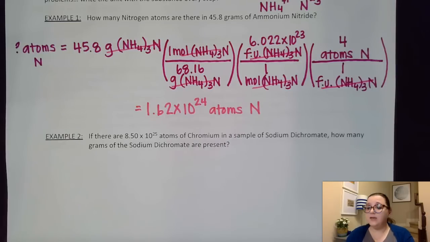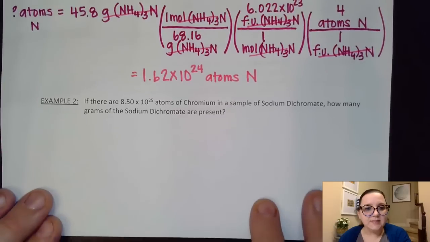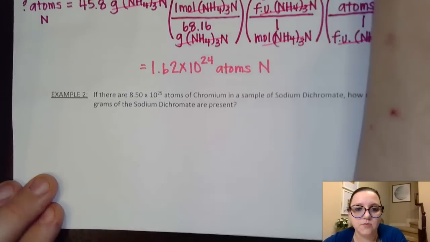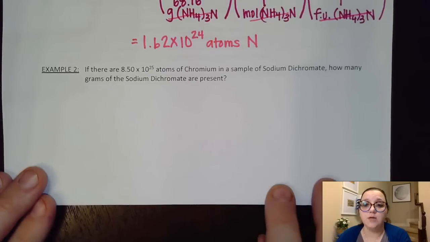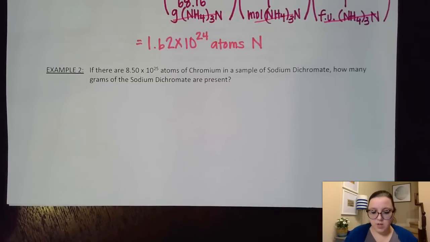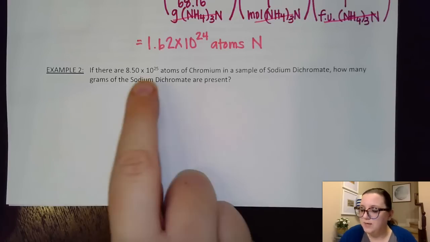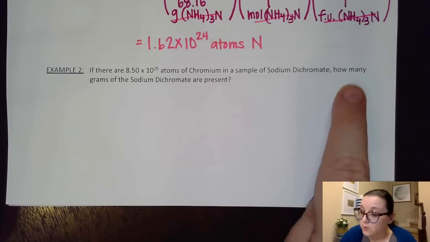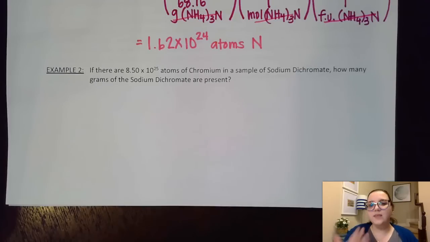All right, let's go ahead and look at a second one. It says if there are 8.50 times 10 to the 25th atoms of chromium in a sample of sodium dichromate, how many grams of the sodium dichromate are present? All right, so yet again, I see, I'm given atoms of an element, and I'm being asked about grams of a compound. This time, though, the number that we know and the unknown are kind of flip-flopped.